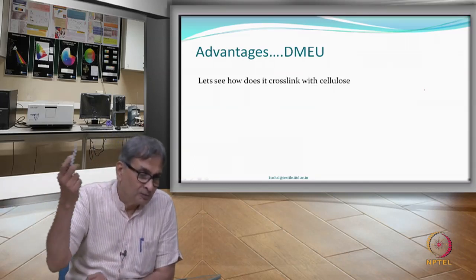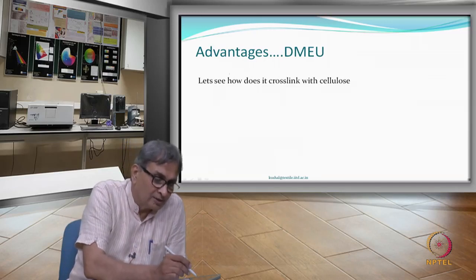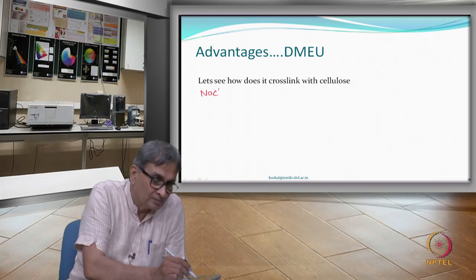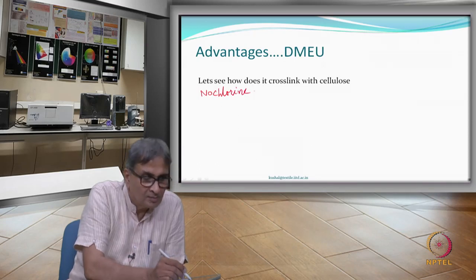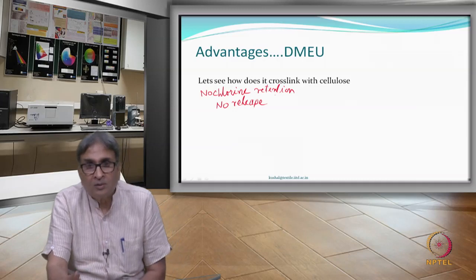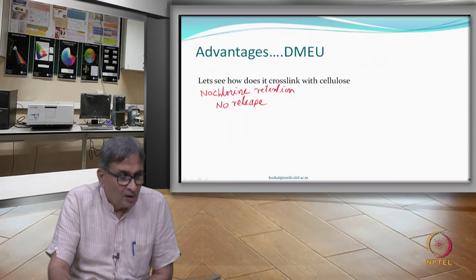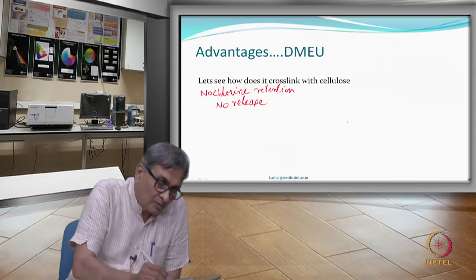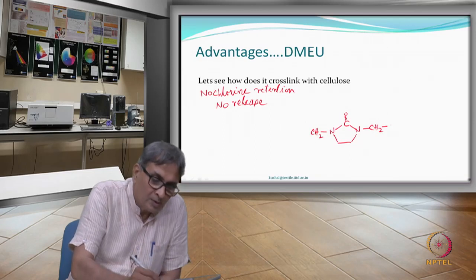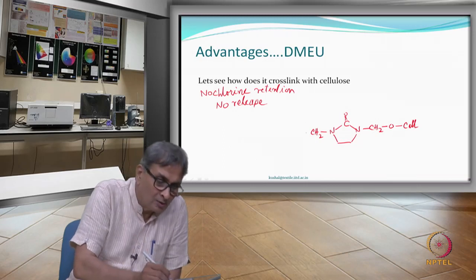first the reaction. So, one of the advantages could be the chlorine retention, no chlorine retention. If no retention, no release. So, good idea. Let us see how the cross-link will look like. So, we have the cyclic compound DMEU, it can again make an ether link with cellulose and create a cross link.